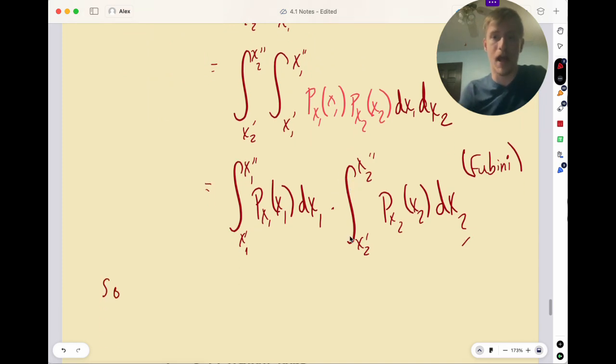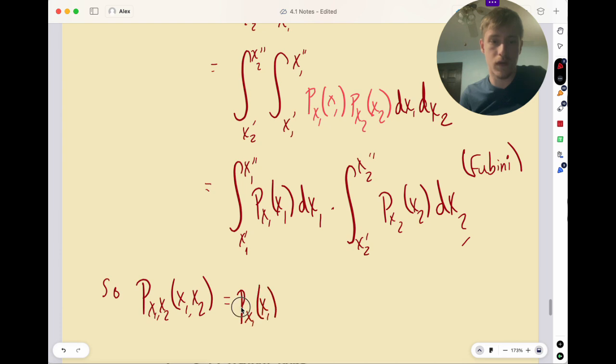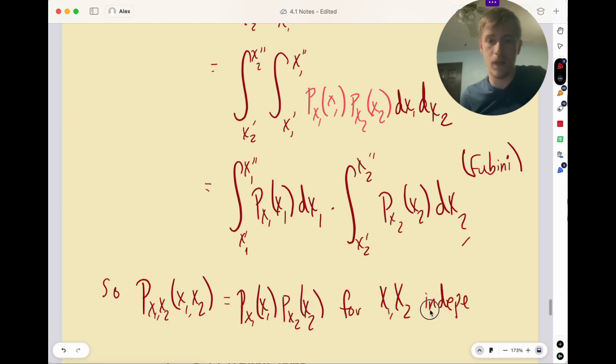Okay, so just to summarize before we get into our last example, this joint distribution would equal these two for x1 and x2 independent. So same outcome as discrete, but for very different reasoning. Okay, now let's go back to that example and let's actually see if x1 and x2 were independent.